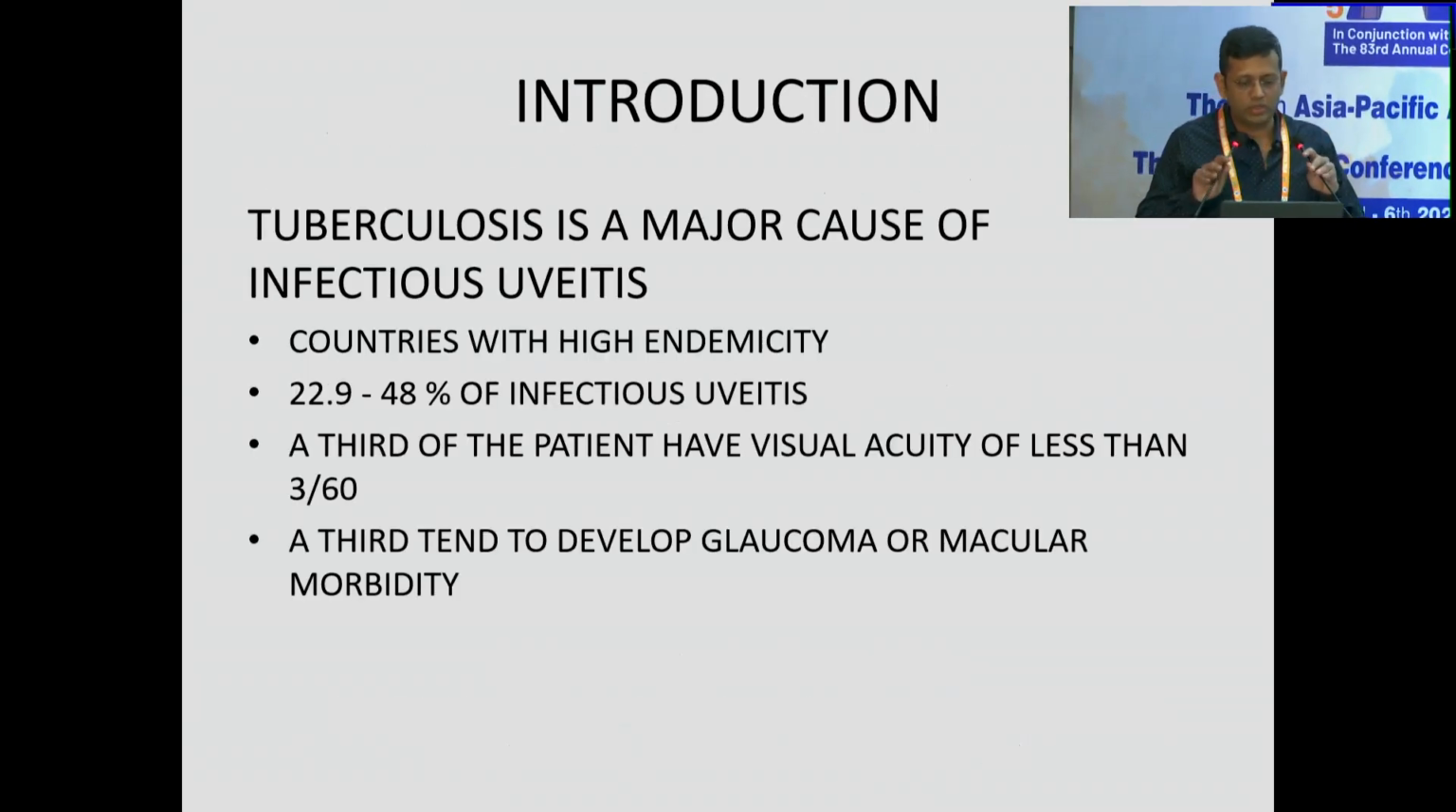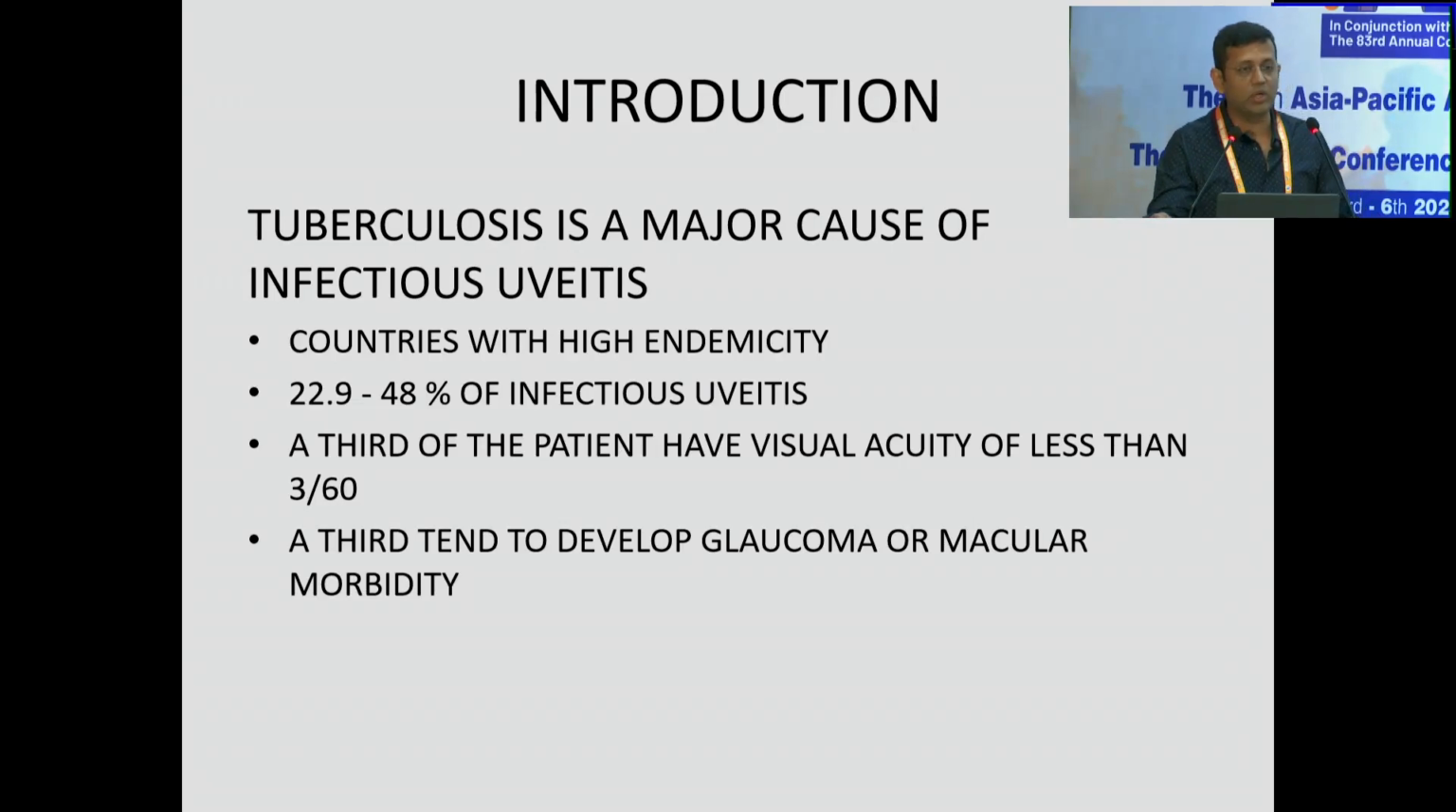So as we all know, tuberculosis, Mycobacterium tuberculosis, is the major cause for infectious diseases, especially so in regions which are endemic to tuberculosis. Almost more than a third of these patients of infectious uveitis turn out to be Mycobacterium tuberculosis. And a third of mycobacterial tuberculosis uveitis would end up with a visual acuity far less than what most of us don't even want to expect. It's less than 3 by 60. And a third of these patients tend to develop other comorbidities related to the uveitis, like glaucoma, secondary glaucomas, and macular disease, including the scarring of the retina.